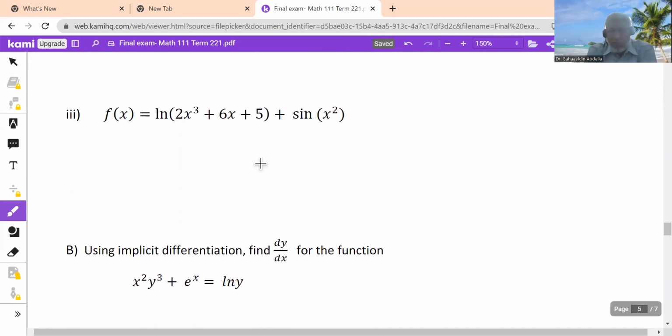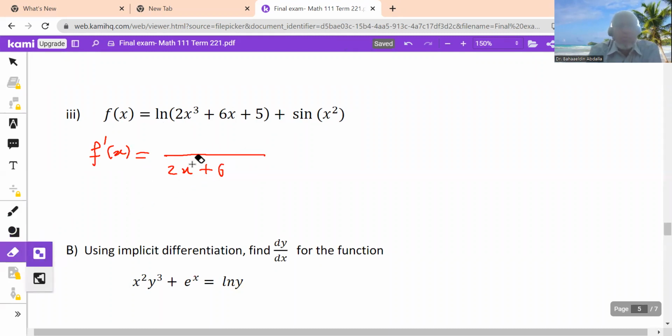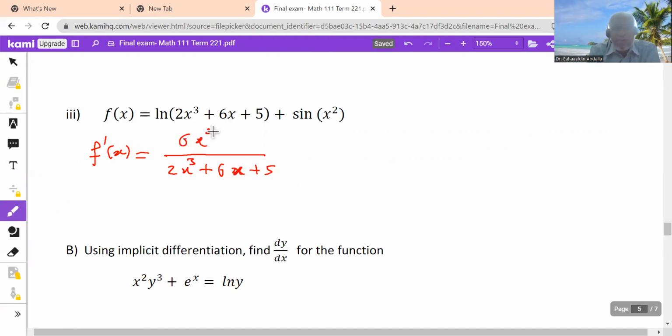I have two functions added to each other. Derivative of ln is 1 over whatever inside the ln. This is x cubed plus 6x plus 5 times the derivative of what is inside. So it is 6x squared plus 6. This is the derivative of the first function.